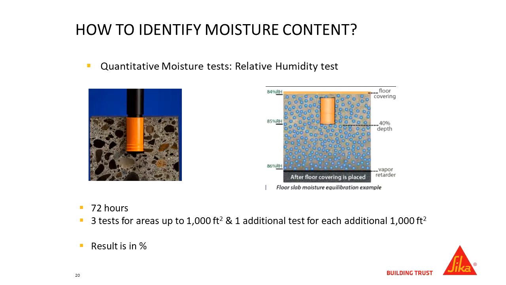So this has really become, what I've seen, this has sort of become the industry standard for testing moisture out there. Again, 3 probes for your first 1,000 square feet, 1 probe for every additional 1,000 square feet after that. And the results you get are in a percentage, so 75% relative humidity, 85% relative humidity, 90, et cetera.